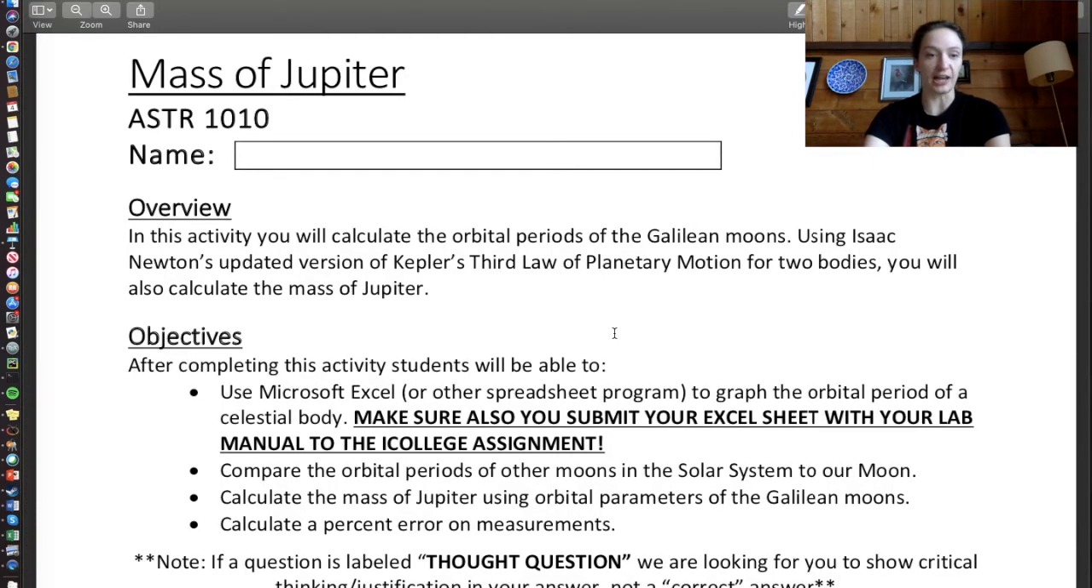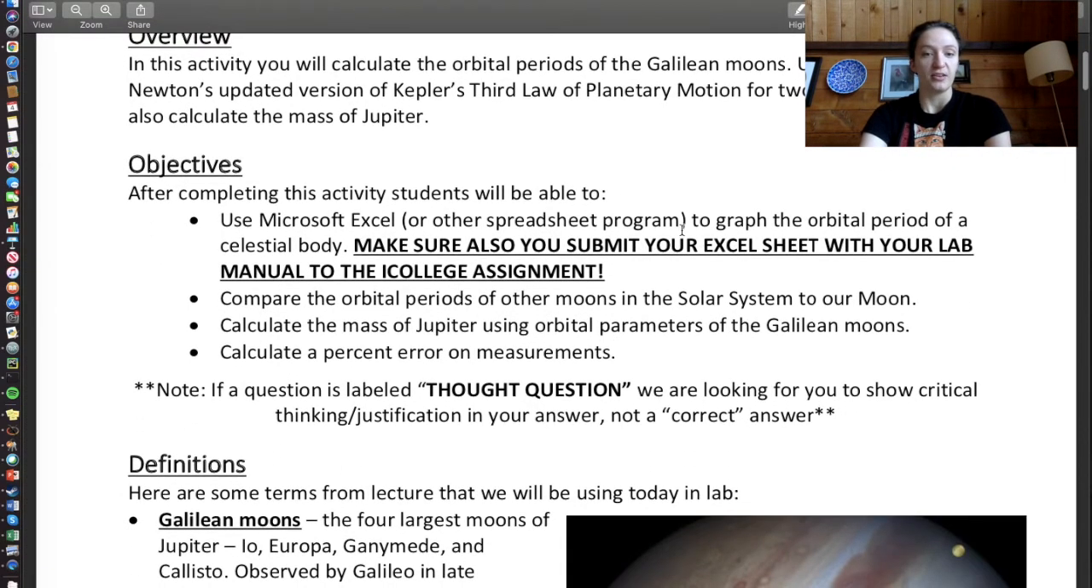Okay, so here's the lab. Mass of Jupiter, in big bold letters here. In your objectives, it says to also submit your Excel sheet with your lab. Obviously, if you write down stuff in your Excel sheet and don't submit it, we can't grade it. So please submit your Excel spreadsheet as well as the lab PDF or Word document.